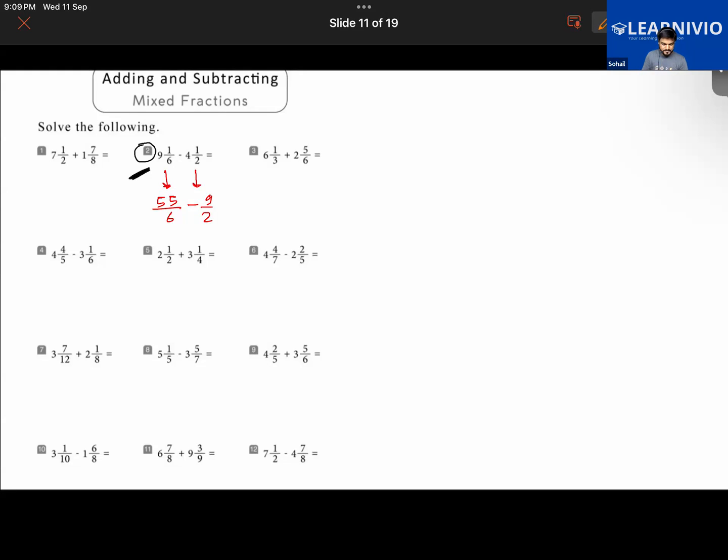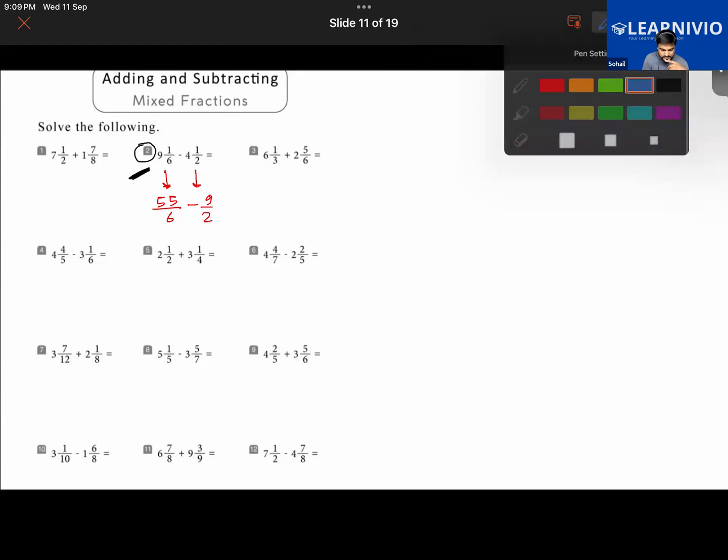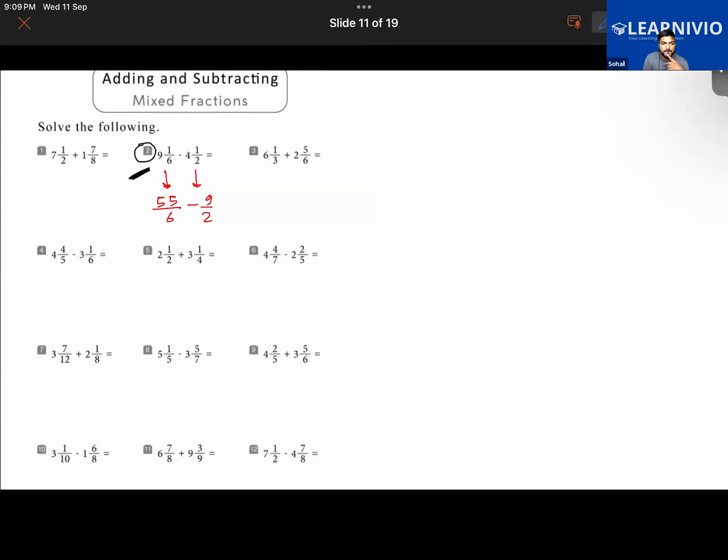I got 65 upon 6. You are getting 65 upon 6. No, you should be getting a smaller number. No, Habib. See if you have made some mistake. It's not correct. Instead of subtracting, did you add it all? See where you are lapsing. I added.